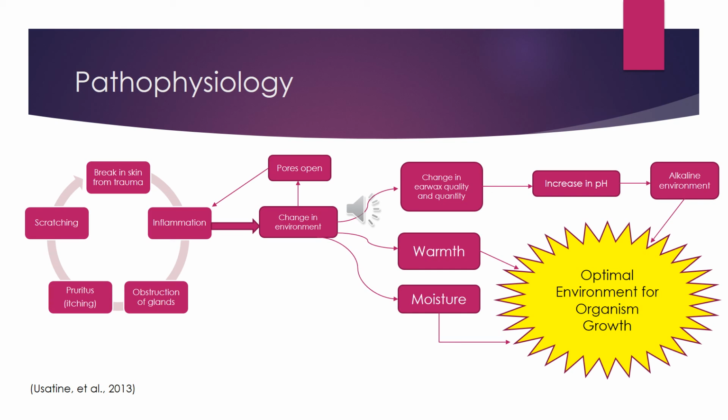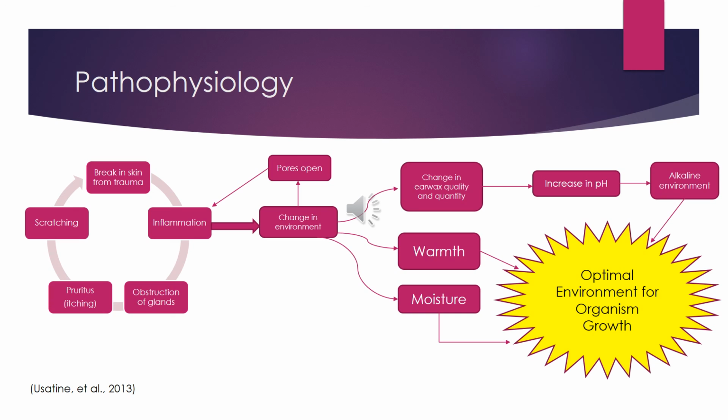A break in the skin in the ear causes inflammation and makes the skin susceptible to infection from a bacteria or fungus. This causes inflammation to the tissue, which leads to obstruction of the various glands in the ear canal. Pruritus or itching then follows. Itching will lead a person to scratching the affected area, thus causing more damage to the skin. The cycle will then continue if not treated.